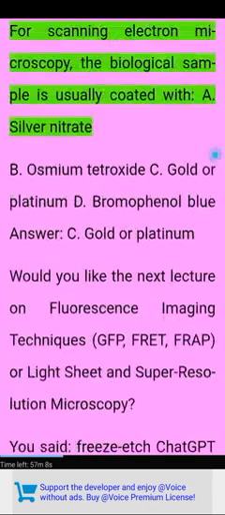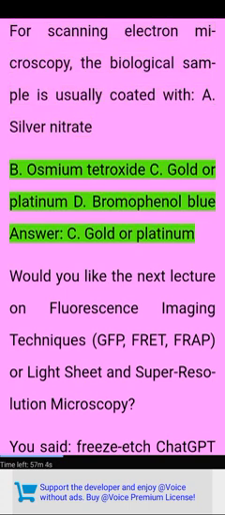3. CSIR NET December 2022. For scanning electron microscopy, the biological sample is usually coated with: A. Silver nitrate. B. Osmium tetroxide. C. Gold or platinum. D. Bromophenol blue. Answer: C.